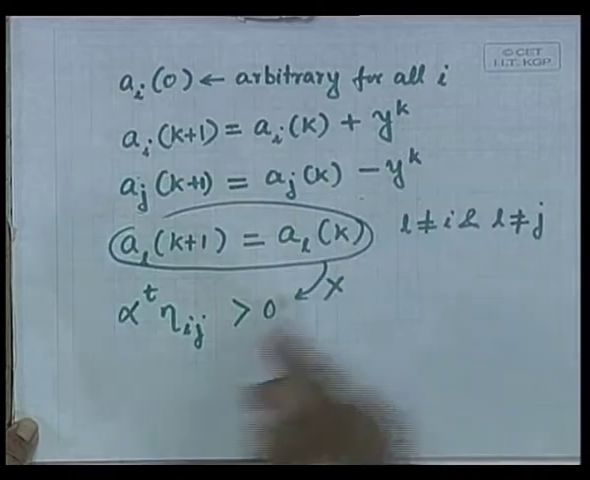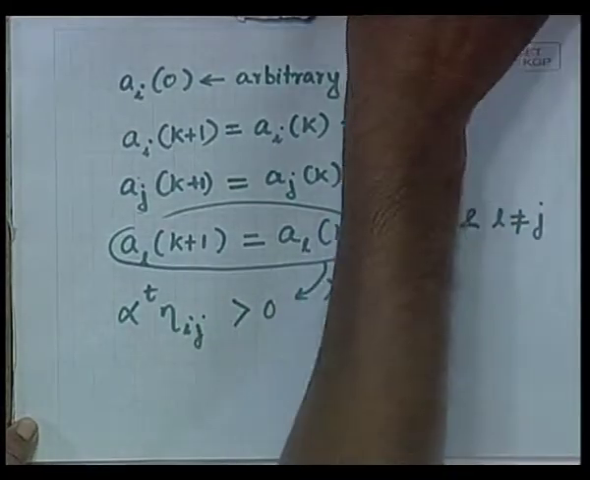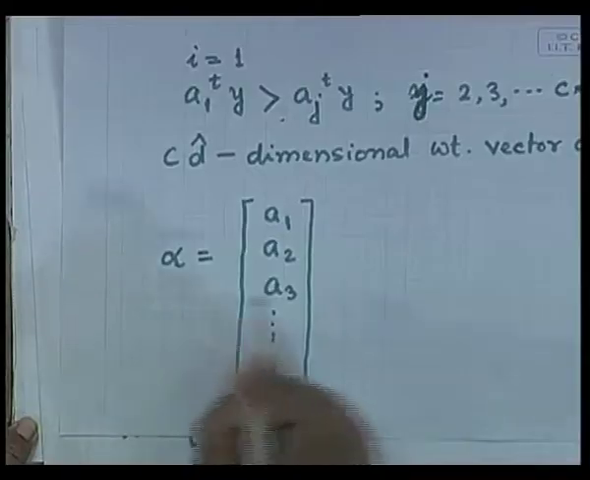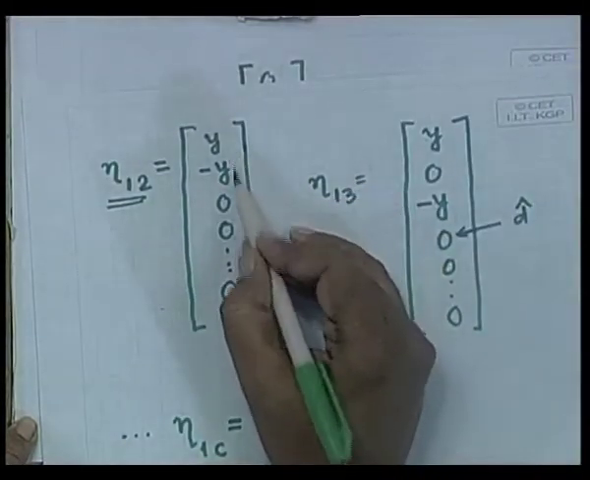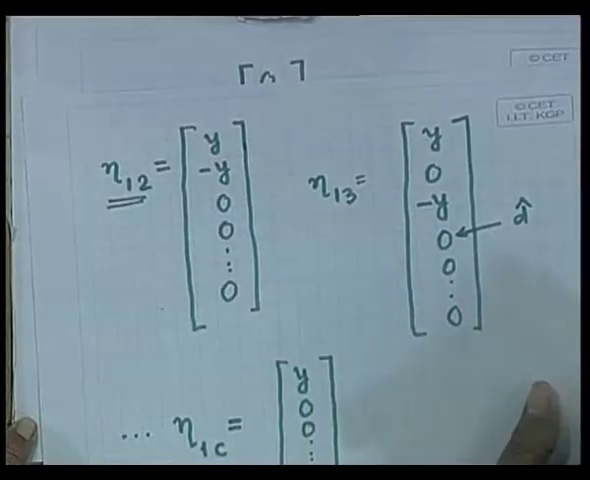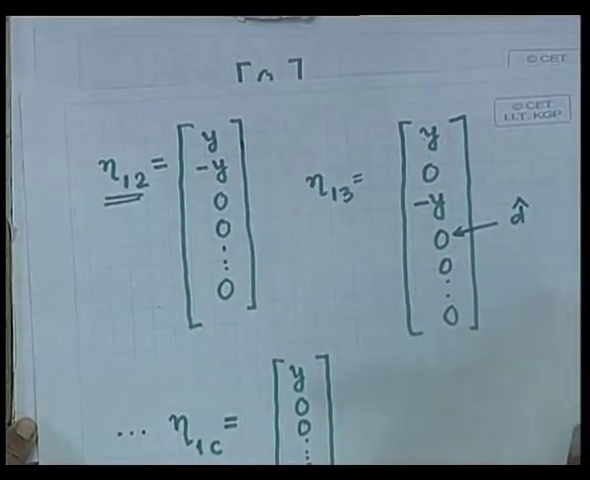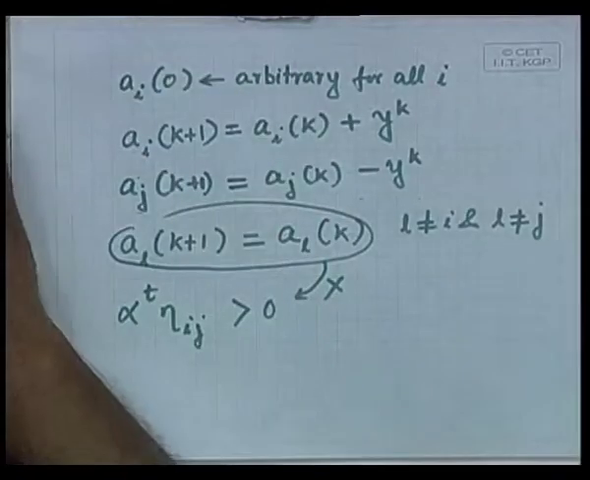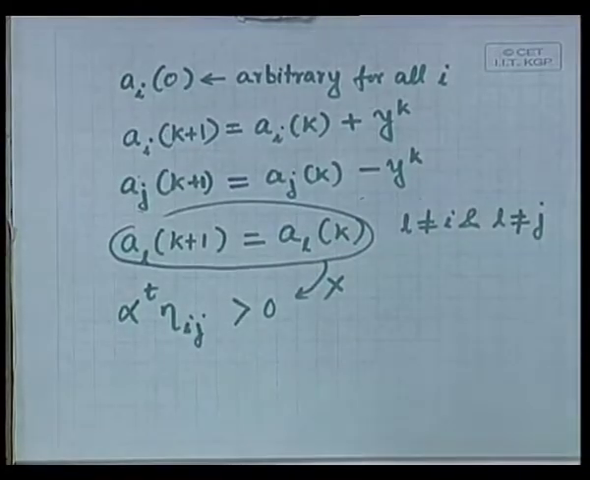And this kind of construction, because every time from A i we are constructing this weight vector alpha, and for every sample y we are constructing alpha eta i j, this kind of construction is what is known as Kessler's construction.